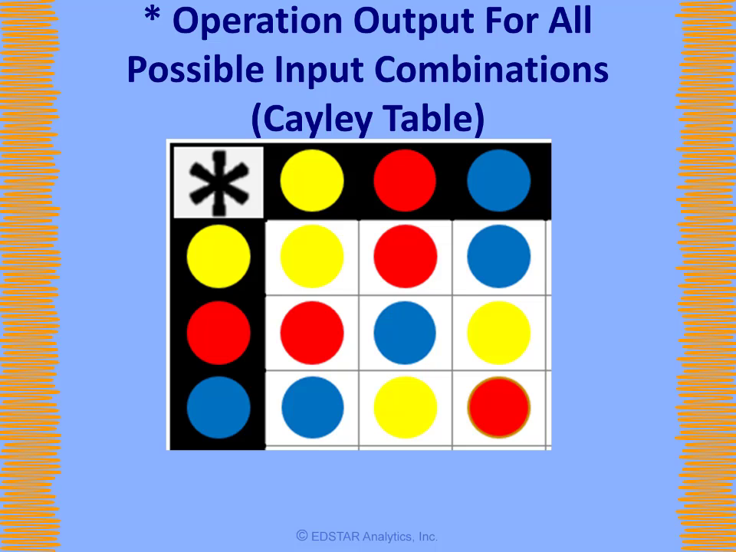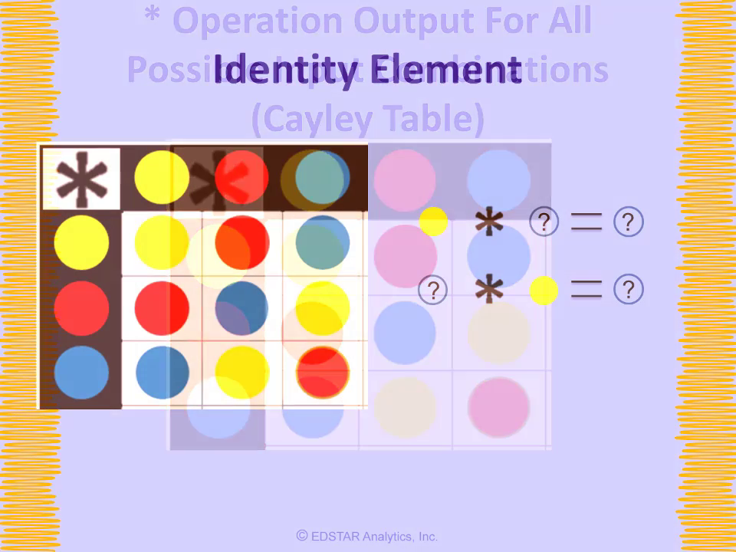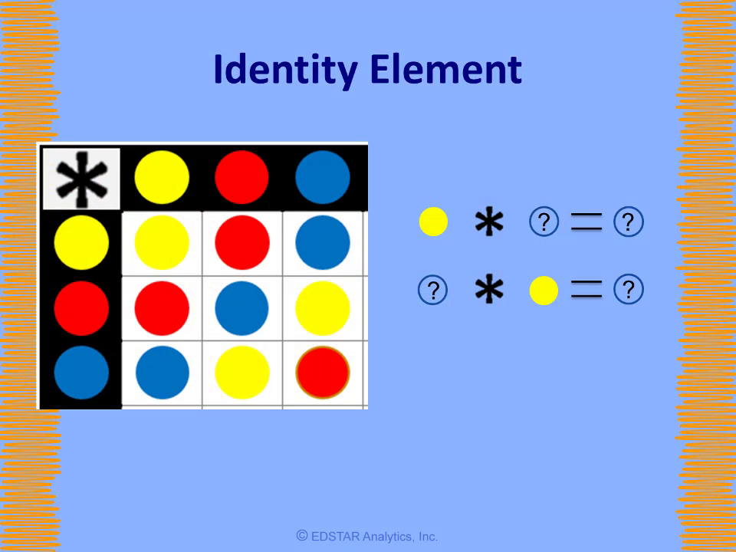You can read it by saying, for instance, if we want to know what the combination of yellow and red are, then you find yellow on the left, and then you find red on the top, and then you draw down and to the right until your fingers meet, and you find red. So, if you do yellow star red, that means the output is red. You can see from the table that yellow, when starred with anything else, ends up being the same. This means that yellow is the identity element for this binary operation.